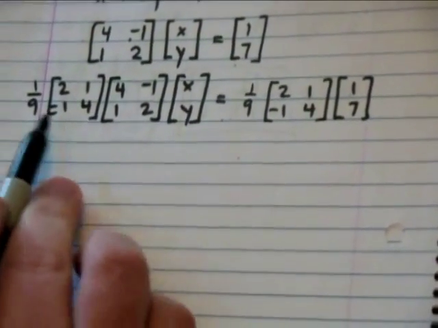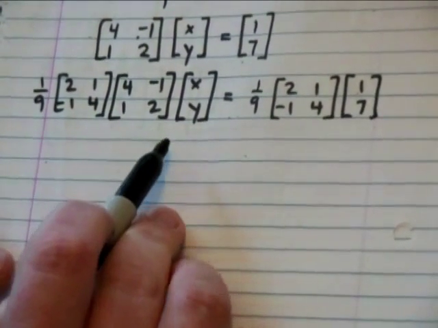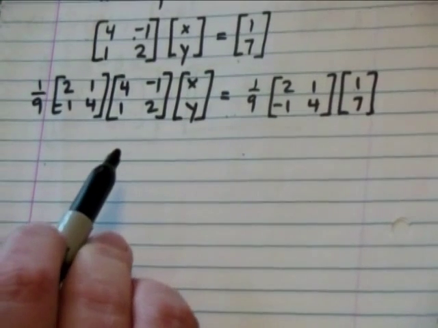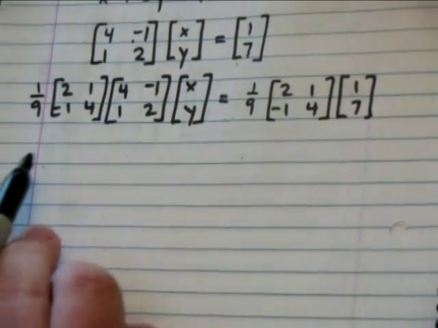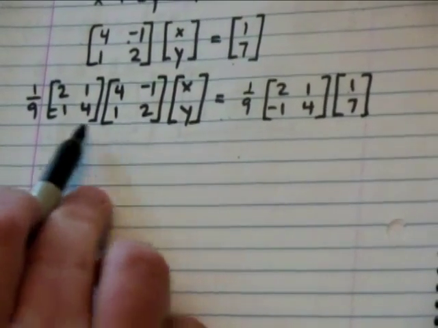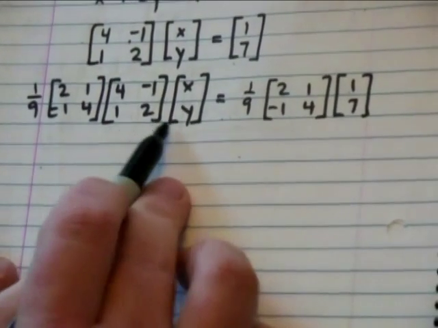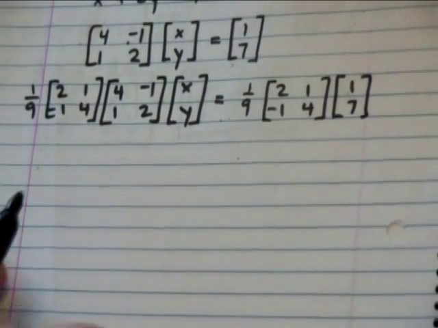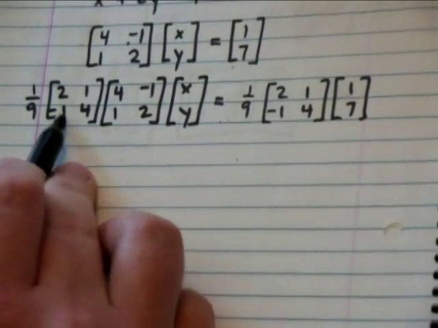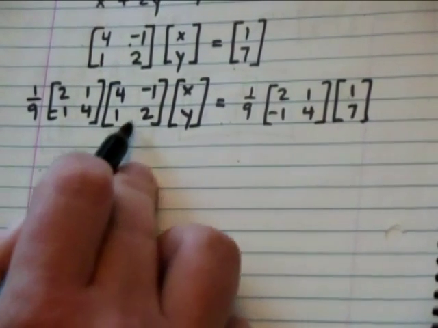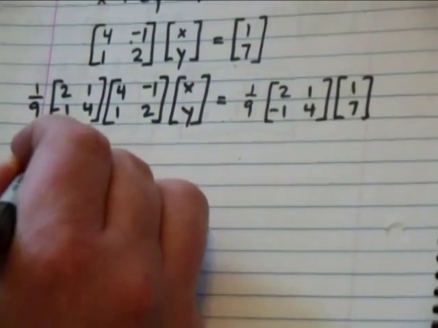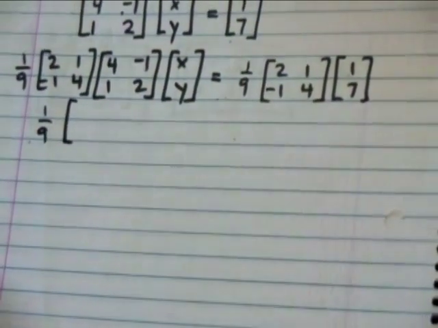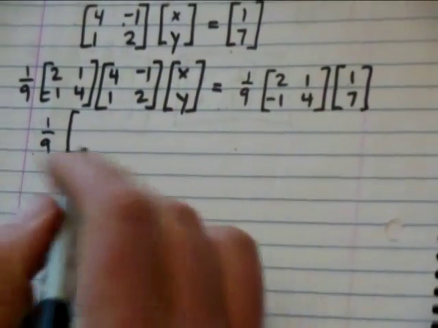The nice thing about matrices is that you can multiply them associatively, which means if you have more than 2 matrices in a row, you could do the first 2 together or the last 2 together, it doesn't matter which pair you do first. So I'm going to choose to multiply these 2 matrices together first, and you'll see what happens is very nice, and that's the reason we're doing this in the first place.